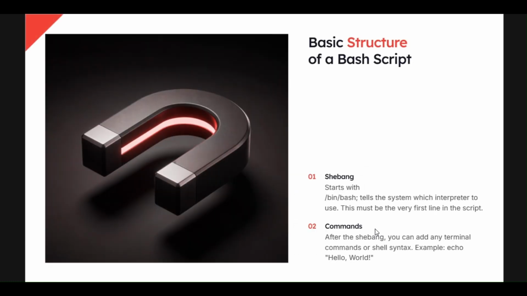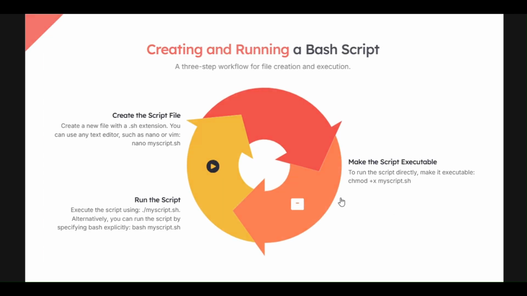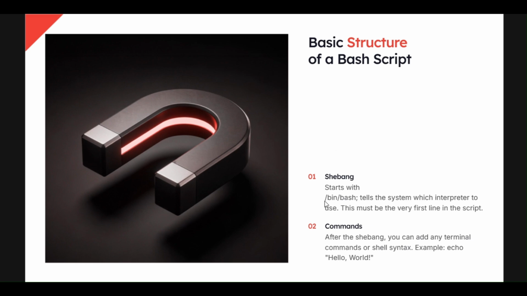So let us see the basic structure of a bash script. If you don't know, just remember one thing: at the start of the file you need to add this, #!/bin/bash, which tells the system which interpreter to use. This must be the very first line in the script. Once you have done this, you can directly start writing commands. The example command is echo hello world.